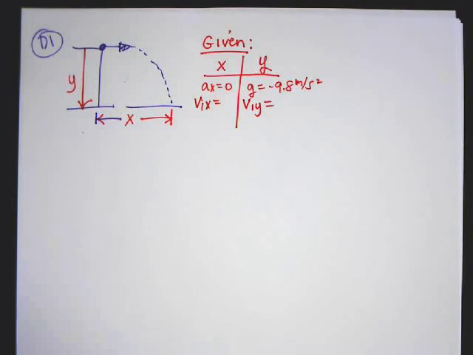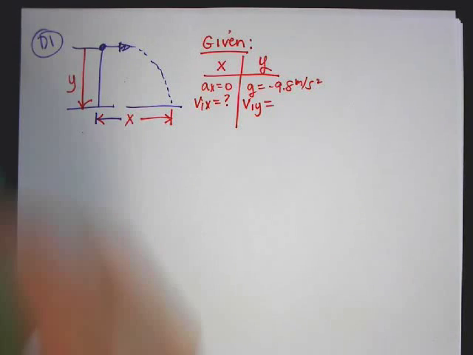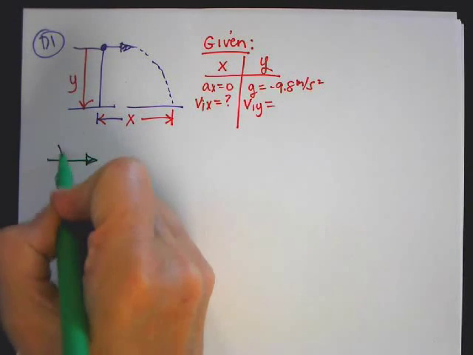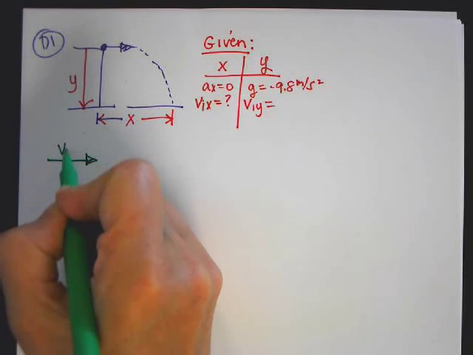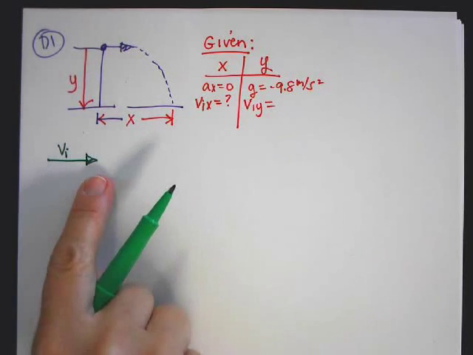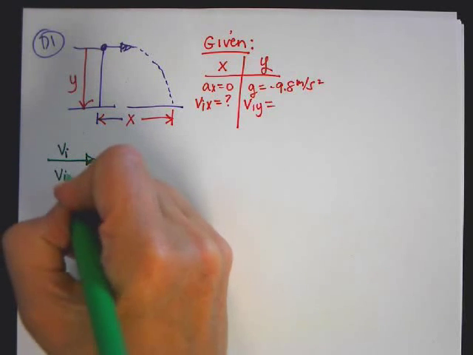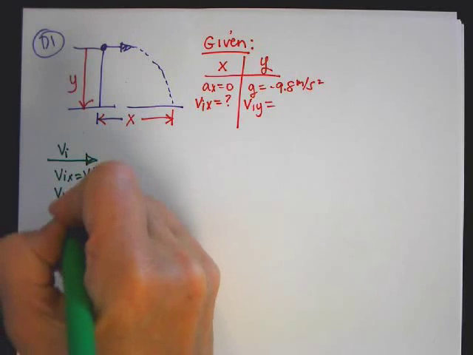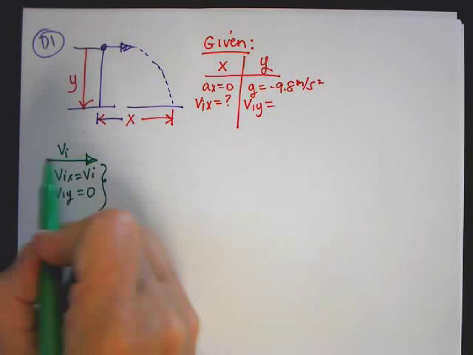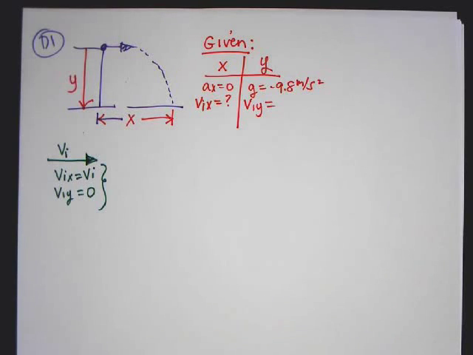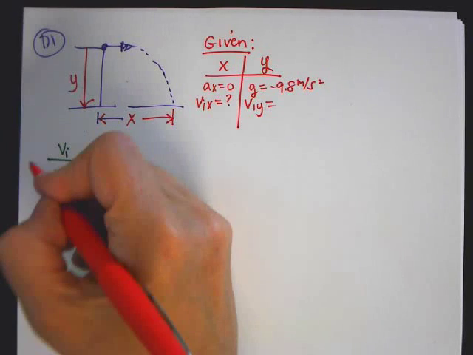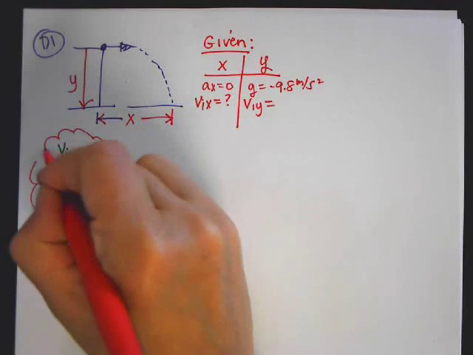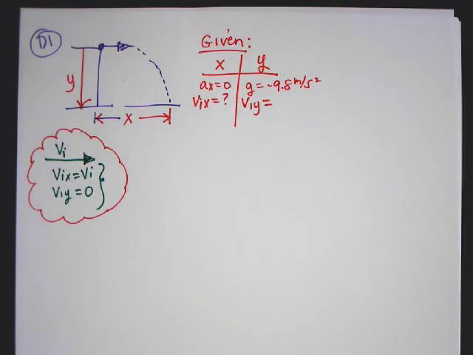Now the problem is, they didn't give me VIX in this problem. That's actually what I want to find out. But I know that the initial velocity, this is VI, and VI is all horizontal. So I know that VIX is equal to VI and VIY is 0. Because this is going all horizontally, it has no vertical component. So right here, just knowing this is the key to doing this problem. So now here I'm going to write VIY is 0.